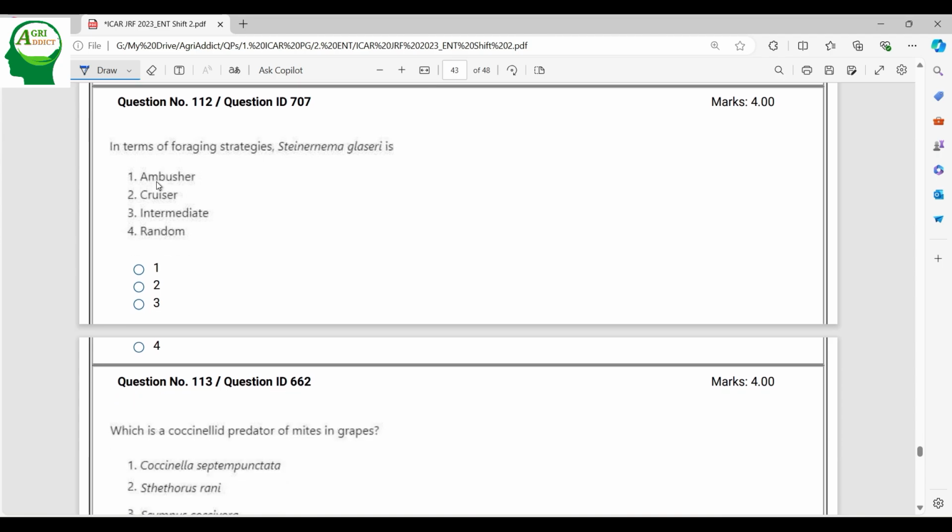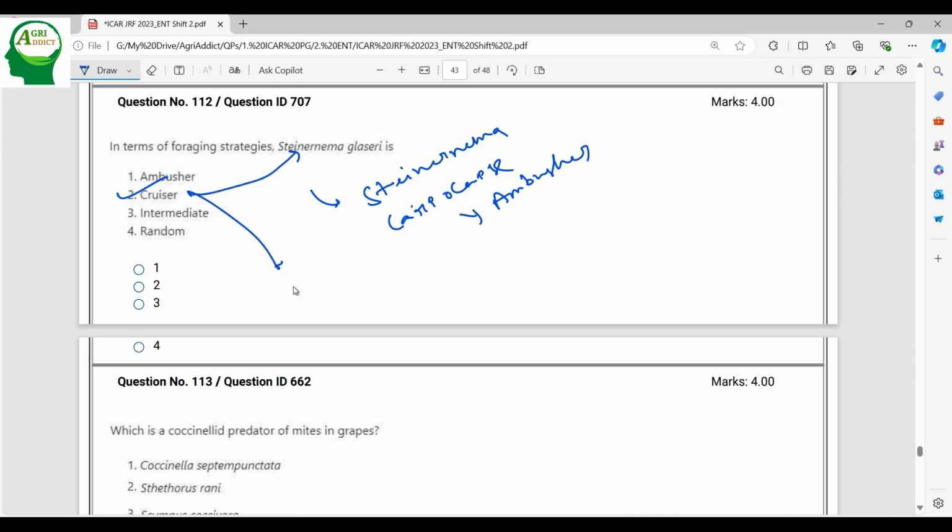On the foraging strategies of Steinernema glaseri, it is a cruiser. Not all Steinernema are ambushers. Why? Because Steinernema carpocapsae is the ambusher, but Steinernema glaseri is the cruiser. Then Heterorhabditis bacteriophora is also a cruiser.